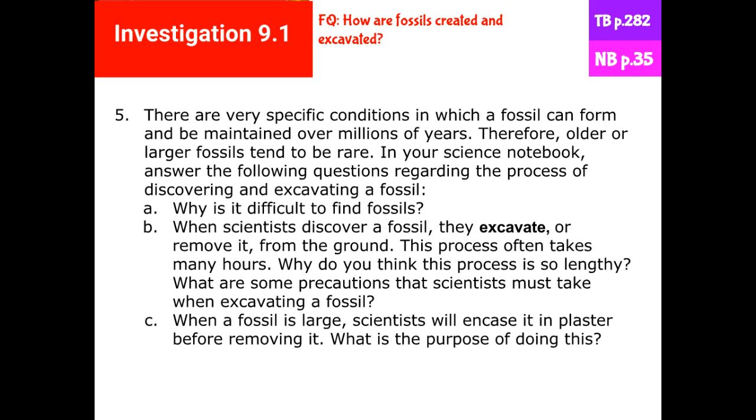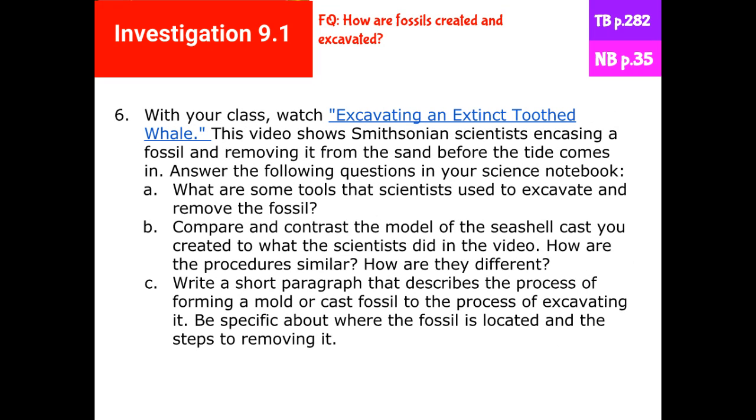In your science notebook, answer the following questions about the process of discovering and excavating fossils. For 6, we're going to watch a short video called Excavating an Extinct Toothed Whale. And this video shows the Smithsonian scientists encasing a fossil and removing it from the sand before the tide comes in. And you're going to have some questions to answer after you watch the video.